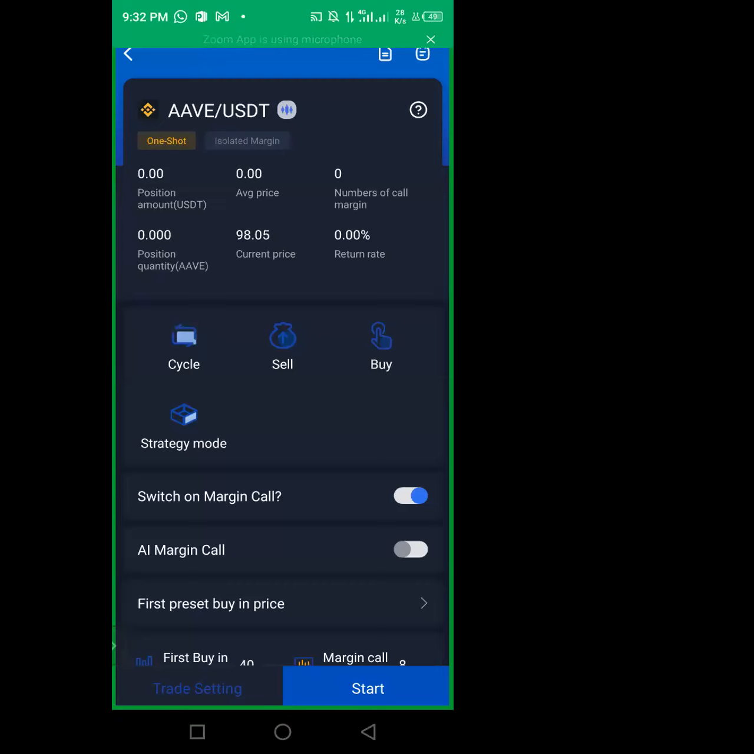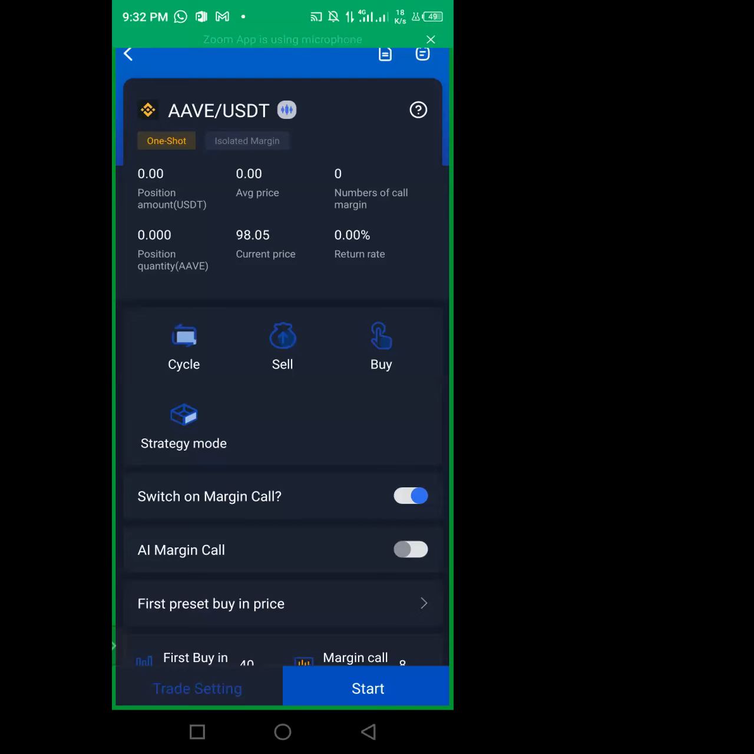Then we have the buy. The buy here is what we use for manual replenishment. Yes, let me explain manual replenishment. Manual replenishment means you want to add more USDT. You don't want to add it through margin calls. You don't want the robot to buy margin calls. Maybe you even have margin calls, but you just want to add money yourself.